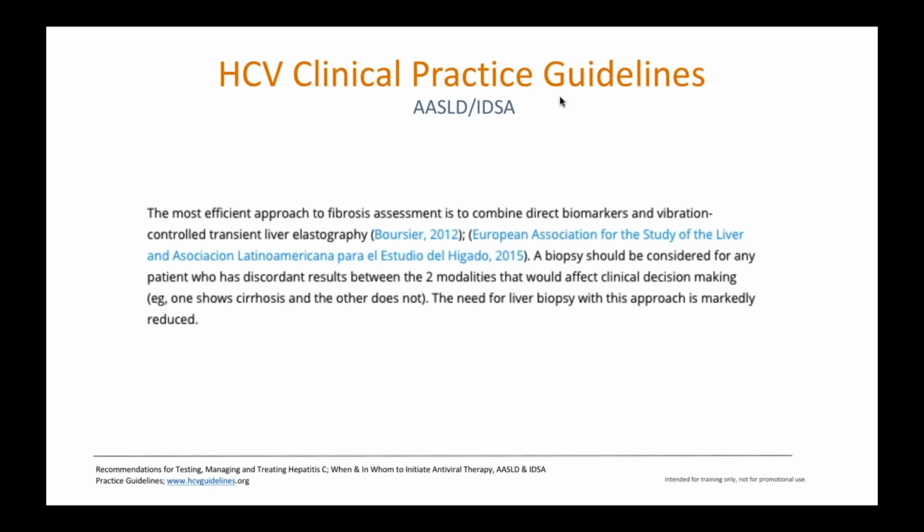Going all the way back to the original issuance by the AASLD and the IDSA of the clinical practice guidelines for HCV, they made that statement about 3 years ago that the most efficient approach to fibrosis assessment is to combine direct biomarkers and vibration-controlled transient elastography. So that position of combining the serologic markers with VCTE has been around for about 3 years.